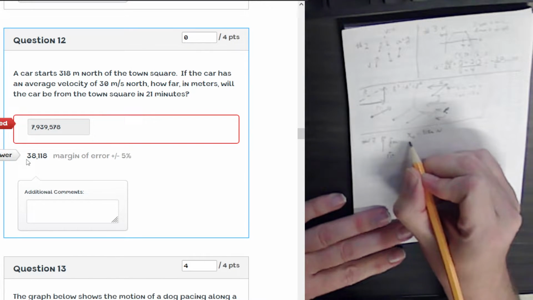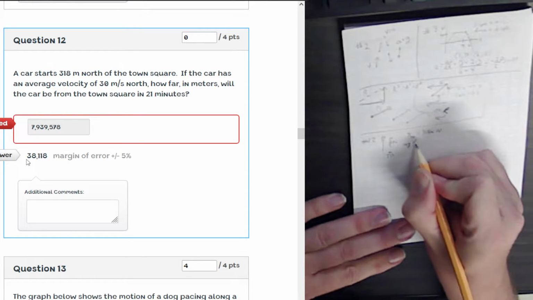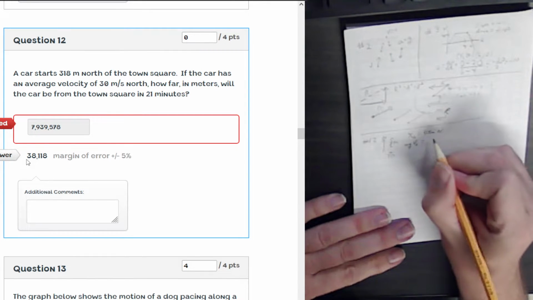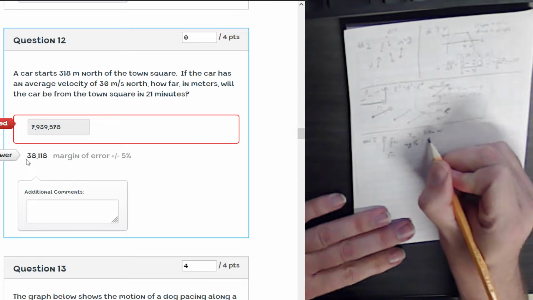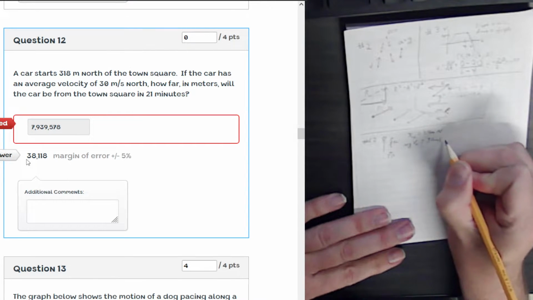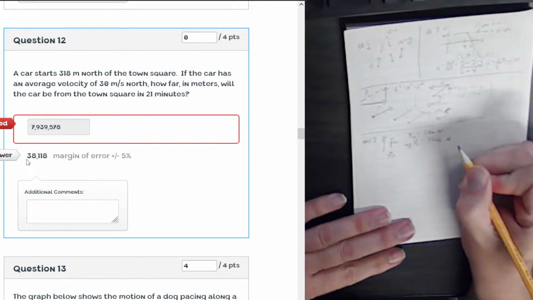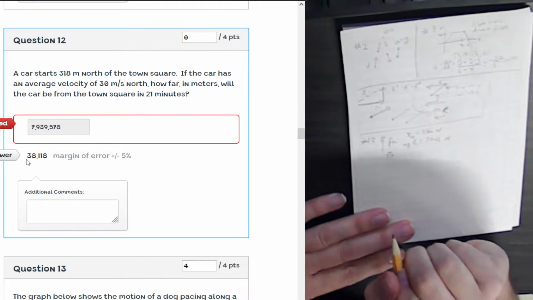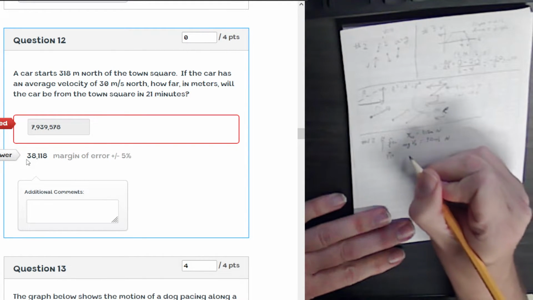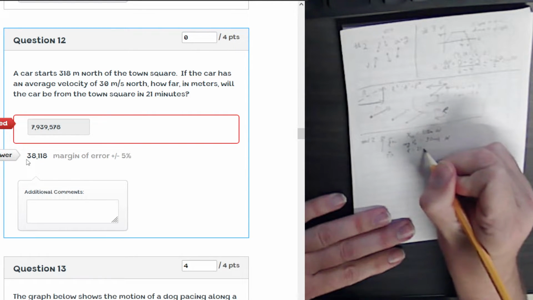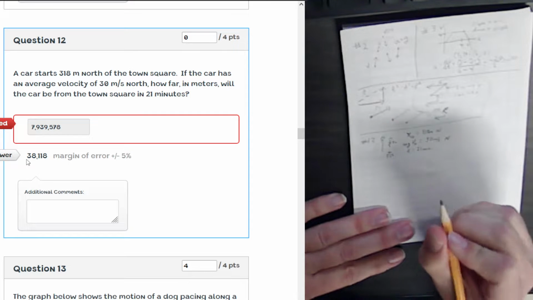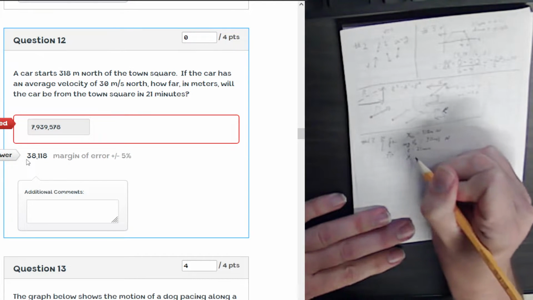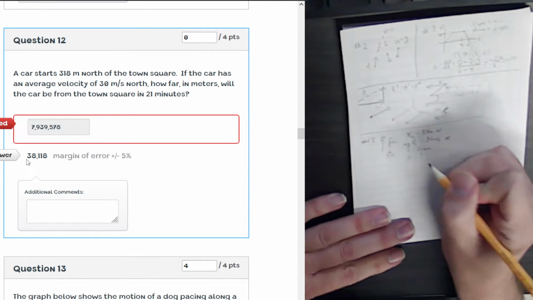And it says then we have an average velocity. There's average velocity, x direction, 30 meters per second, also north. And then how far in meters will the car be in 21 minutes? So the last thing it gives us is the time of 21 minutes. And then it says how far will it get? So we're looking for a final position.